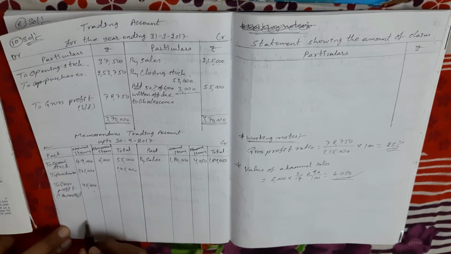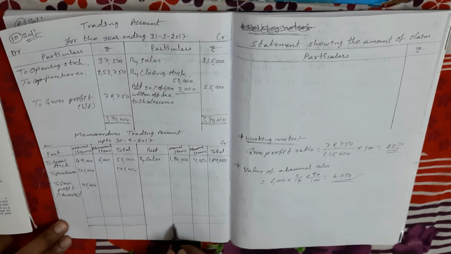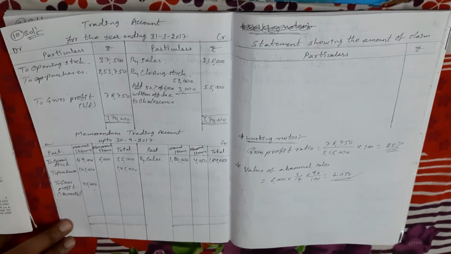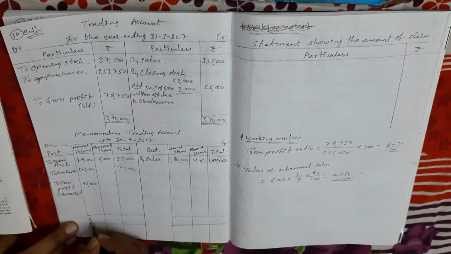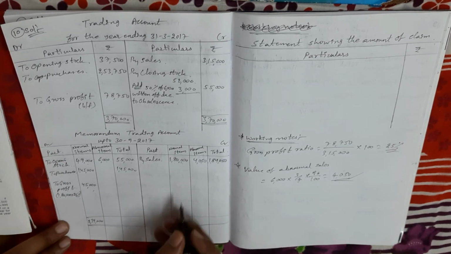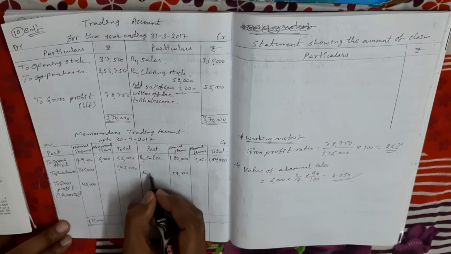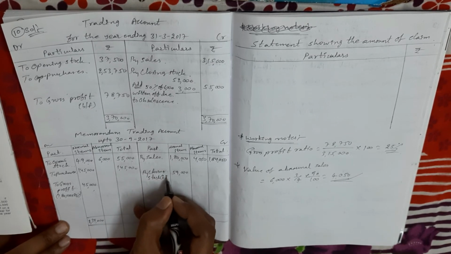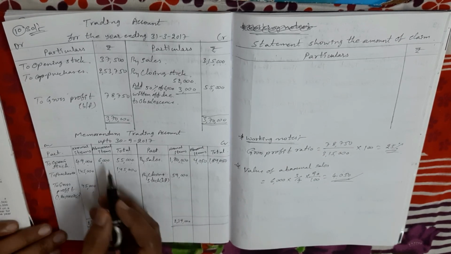Now I am closing the memorandum trading account. The memorandum trading account we have to close to find out the estimated value of stock. See, debit side total I am getting 2,39,000. 2,39,000 minus 1,80,000. So the balance 59,000 is the closing stock. 59,000 is the closing stock in normal goods. Next, abnormal items.